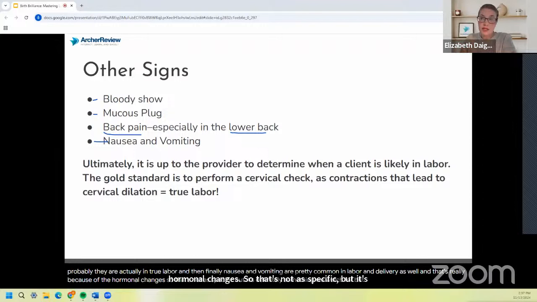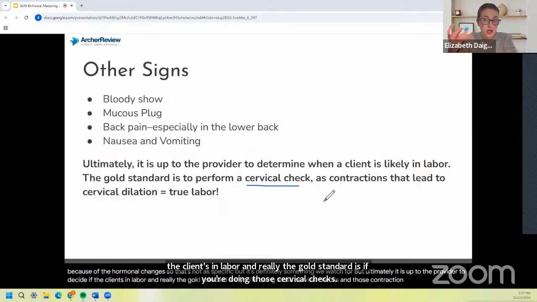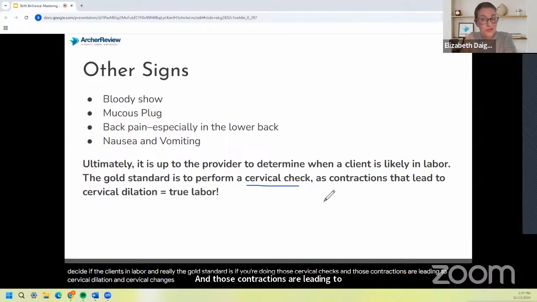But ultimately, it is up to the provider to decide if the client's in labor. And really, the gold standard is if you're doing those cervical checks and those contractions are leading to cervical dilation and cervical changes, that's when you know the client is actually in true labor.